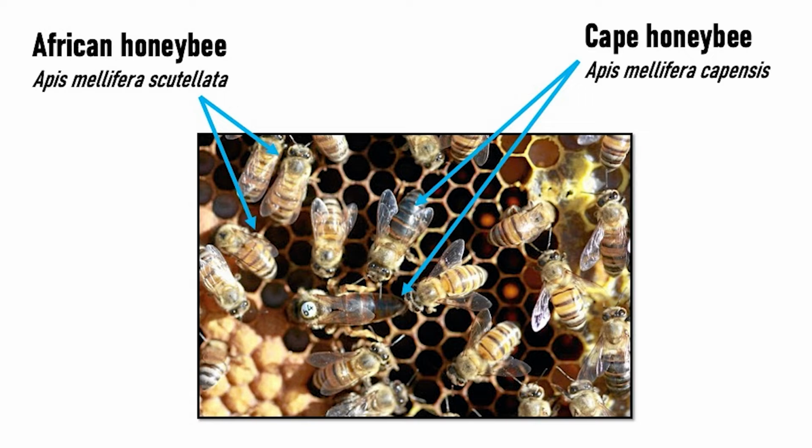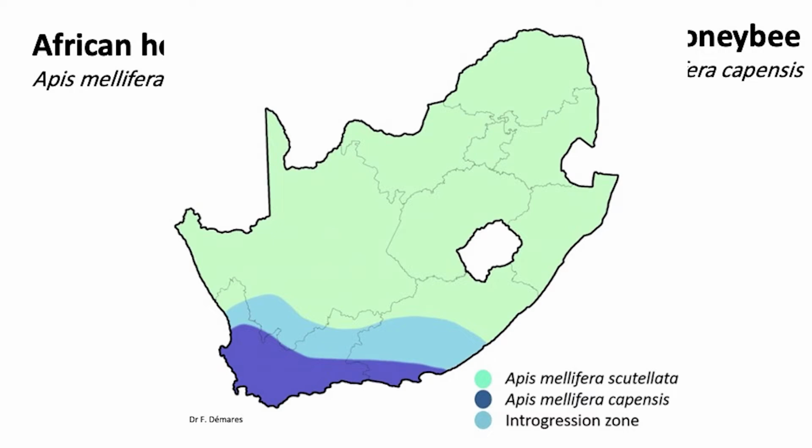So to go back to the honeybee, Apis mellifera is the most common honeybee. South Africa has two subspecies, the Cape honeybee, that's endemic to the Cape Floristic region, and the African honeybee that occurs through the rest of South Africa. So they've got these quite defined zones of where they occur.